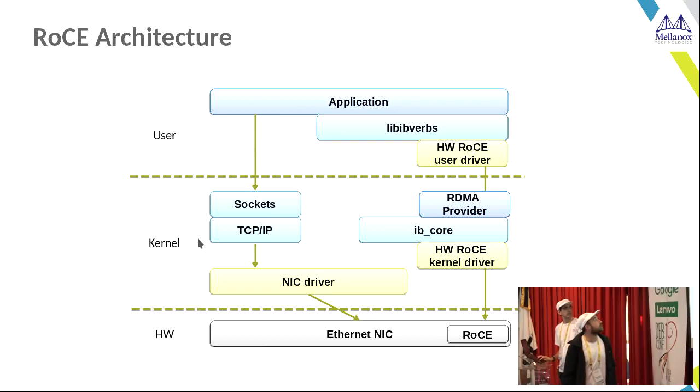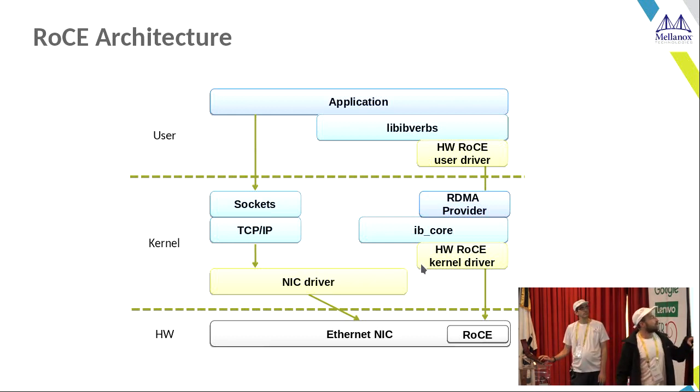Here's the RoCE architecture. You can see how it fits the RDMA diagram that we saw in the presentation in the past. The Ethernet NIC, the same NIC, can use the TCP/IP sockets and can use the RDMA stack. The same NIC can run RDMA and Ethernet traffic at the same time.